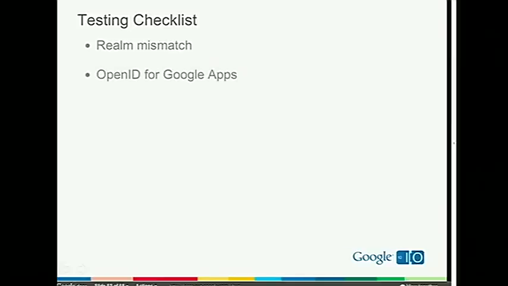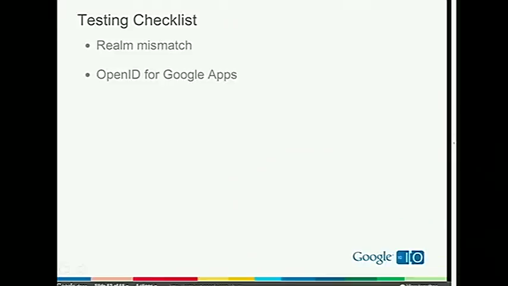The next thing is OpenID for Google Apps. As many of you are probably aware, there are two different types of Google accounts. There are Google consumer accounts, often referred to as Gmail accounts, although they can be on any domain. And then there are Google Apps accounts, where businesses host their email on their own custom domain, and calendar and docs and that sort of thing.